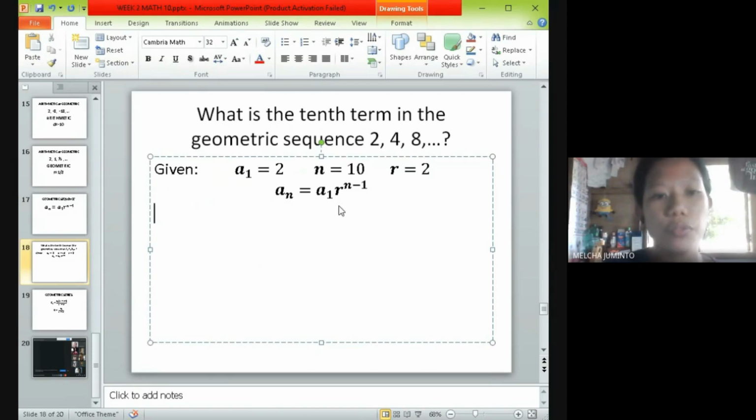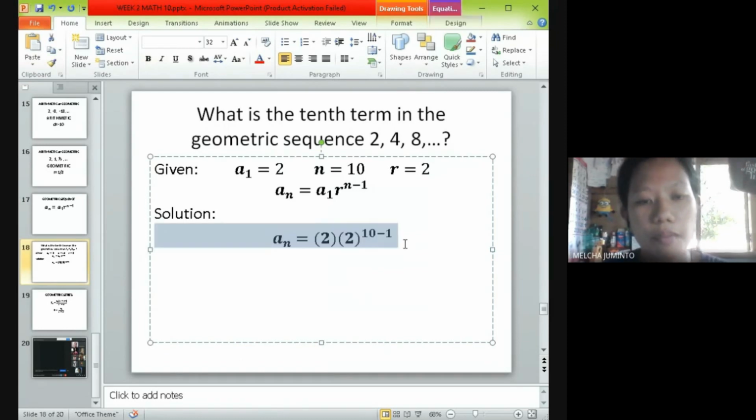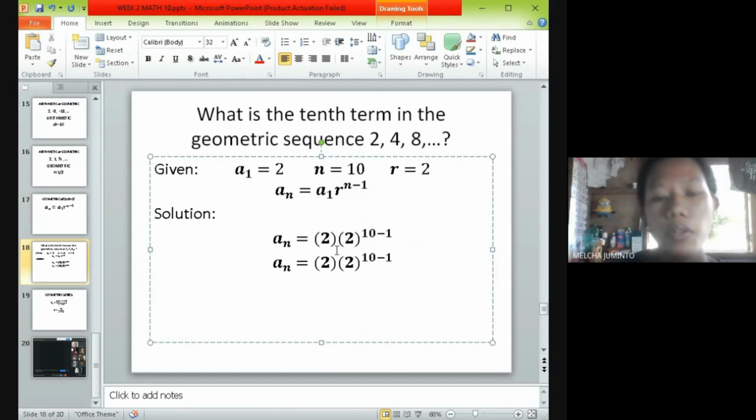And then to solve the problem, the solution will be just replace the formula with the given, since a of n is unknown, but a of 1 is already given, which is 2. And then the common ratio is also 2. And then n is 10. Replace n with 10. And then continue the solution by applying first the exponent. So exponent first before you multiply. So do not multiply yung 2 times 2 agad.